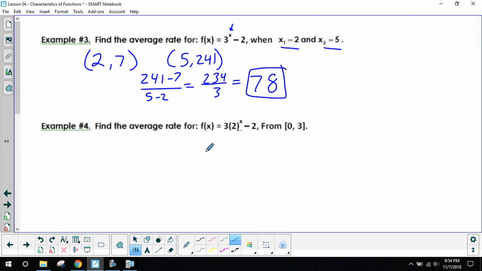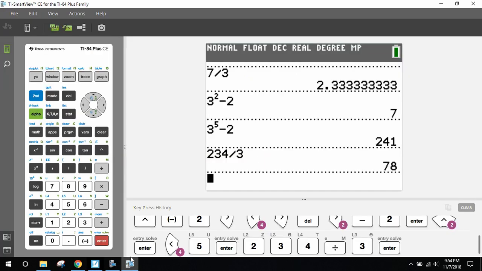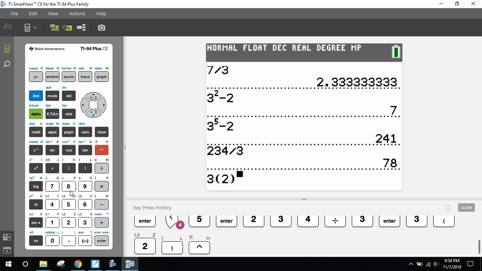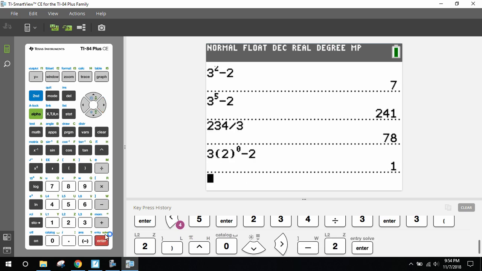Let's keep going, plugging in 0 and 3 for that. So I'm just going to go ahead and get my points ready. And we'll plug that into my calculator. So 3 parentheses, 2 parentheses, caret, and we're going to plug in 0. I'm going to get out of that, and minus 2. Oh, wow, we get 1.